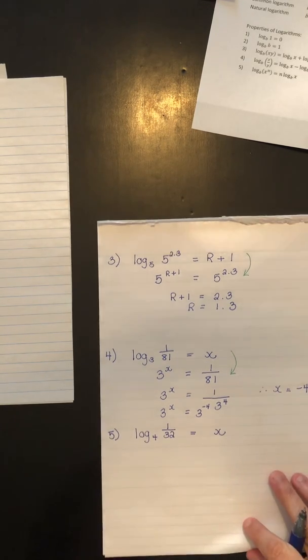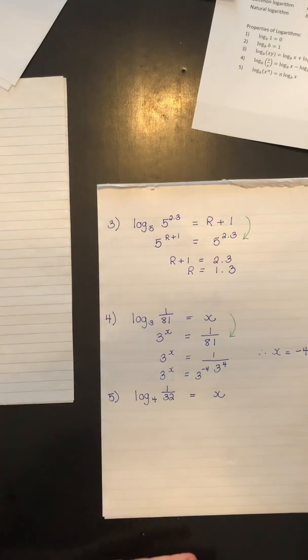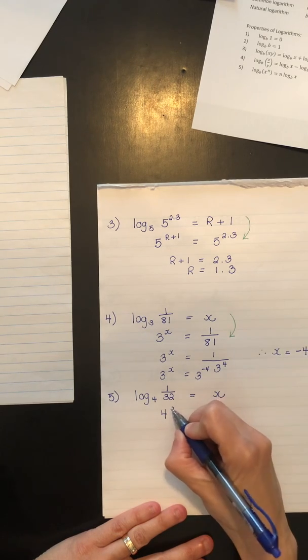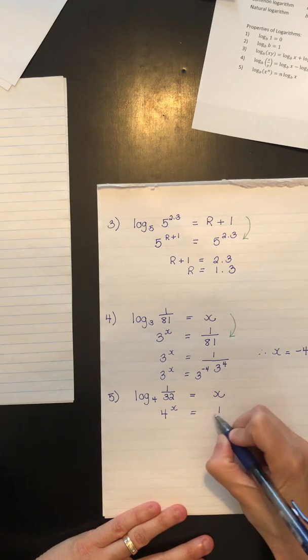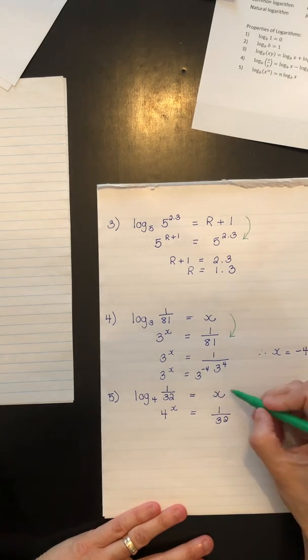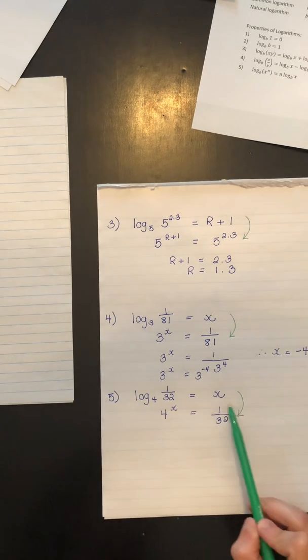Okay, last one of this type. The base is 4. The exponent is x. We set that equal to 1/32. Base, exponent, argument.